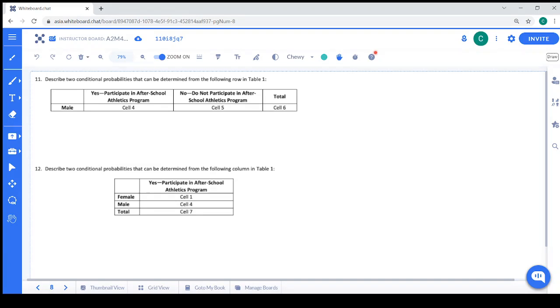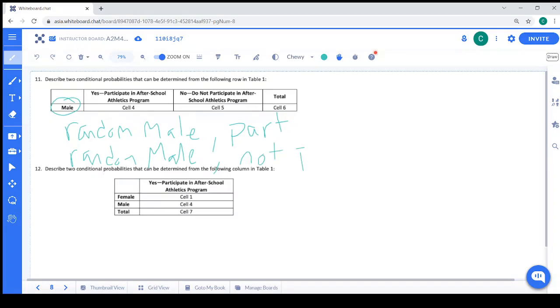Well, we can look at, and remember this always has to be random. Okay, it's a random male. That what? Well, we could say that participates. Okay. The other option is a random male that what? Does not participate. Those are the 2 conditions we can find from this.